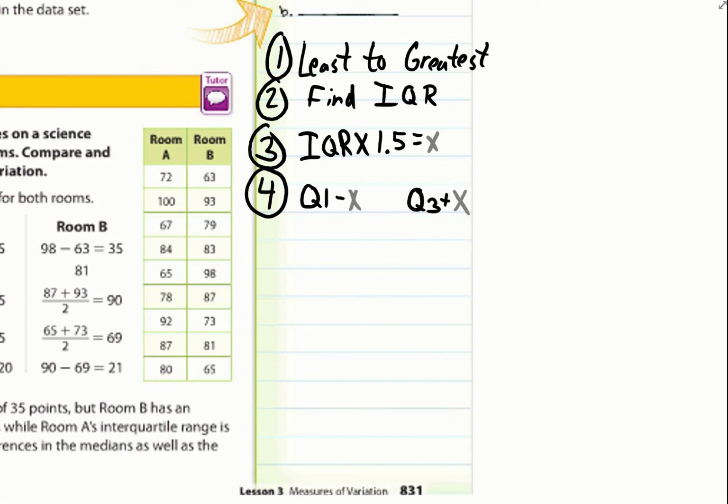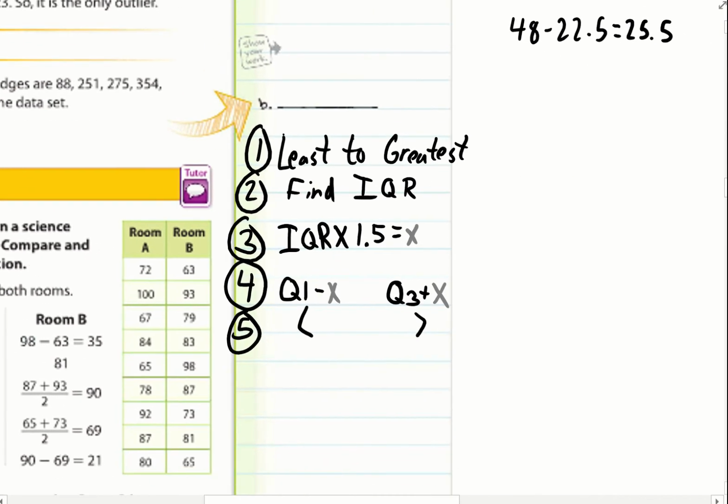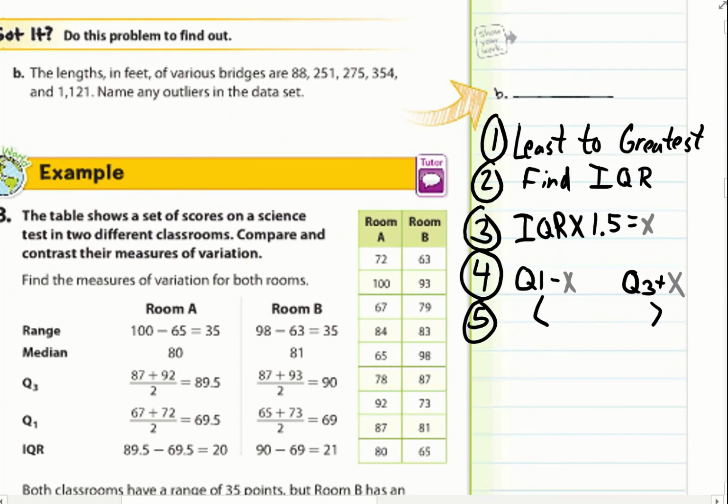So these are our steps. And then step 5, anything less than is an outlier. So anything less than is an outlier, anything greater than is an outlier. So if we look, these are the steps. So it's 5 steps to find the outlier. That was a little bit more, but we simplified it. Least to greatest, this is already in least to greatest.